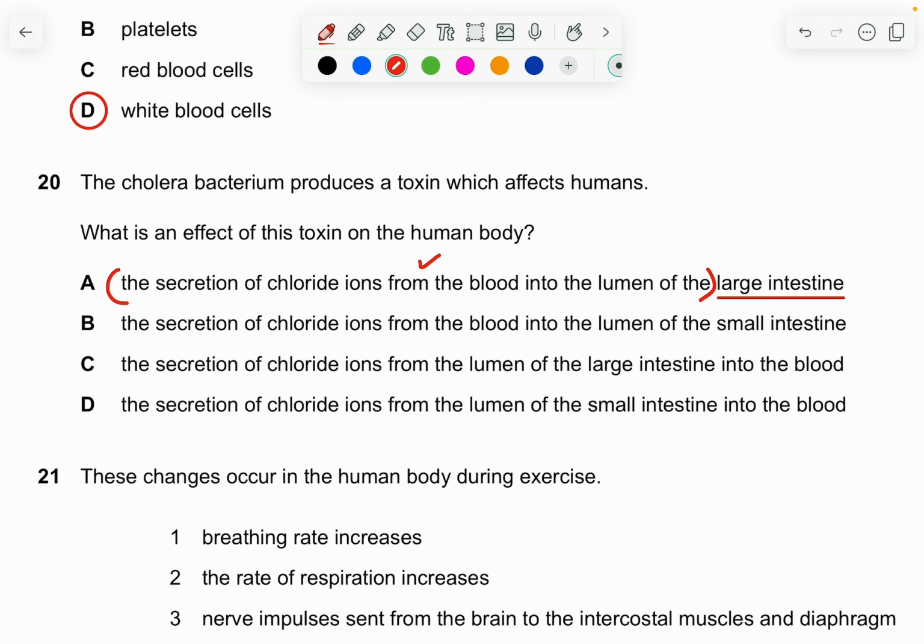So what this toxin does is that it creates a change in that osmolarity gradient, allowing more water to instead come out from the intestine rather than being absorbed into it. So that's why this answer is wrong. The secretion of chloride ions from the blood into the lumen of the small intestine. So this one is correct. For the others, these are all wrong, because it's not into the blood, it is from the blood to the lumen of the small intestine. So the answer is B.